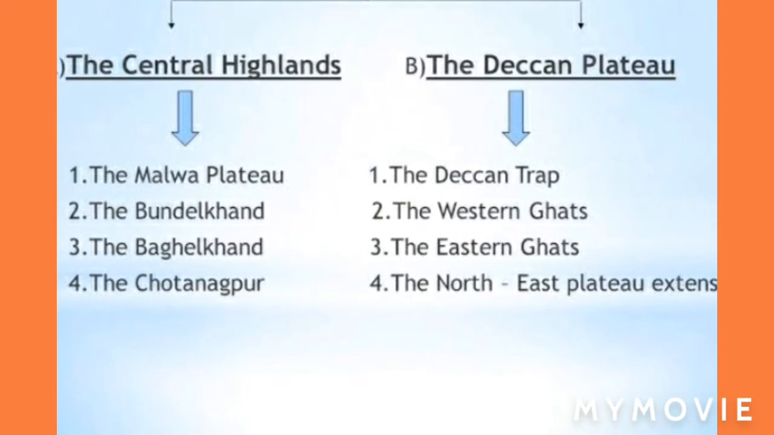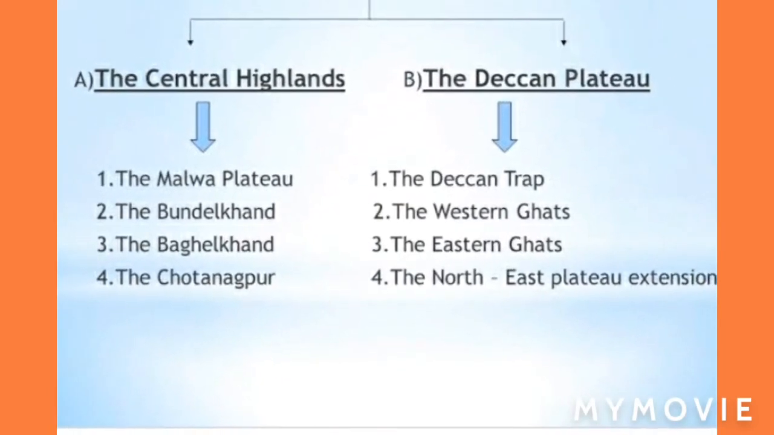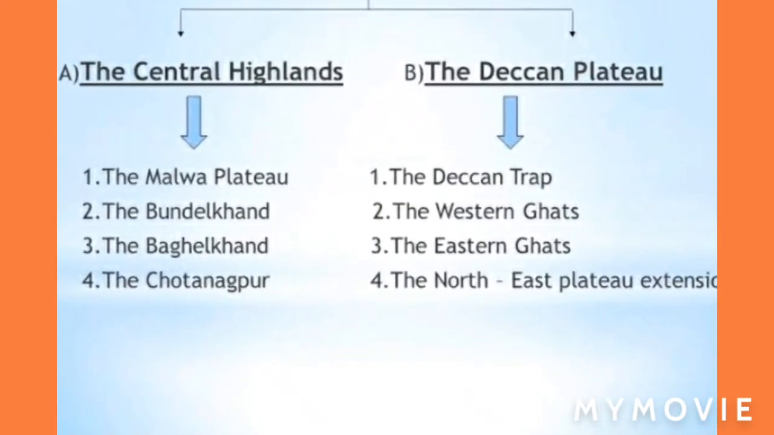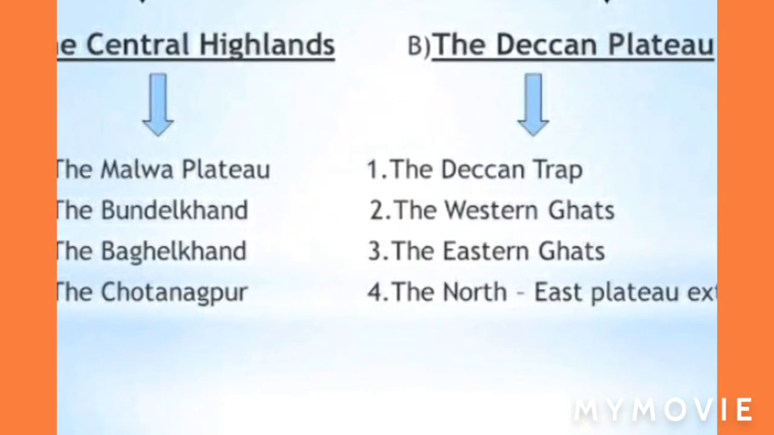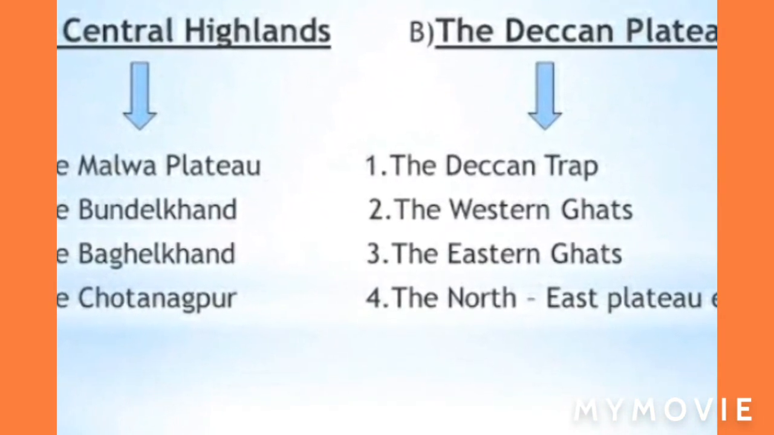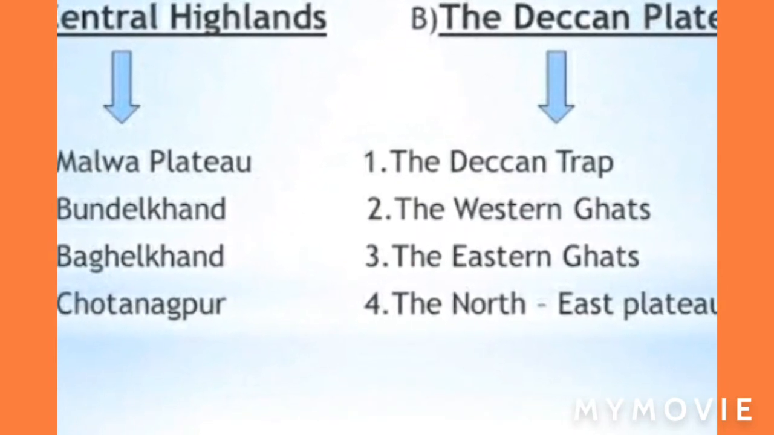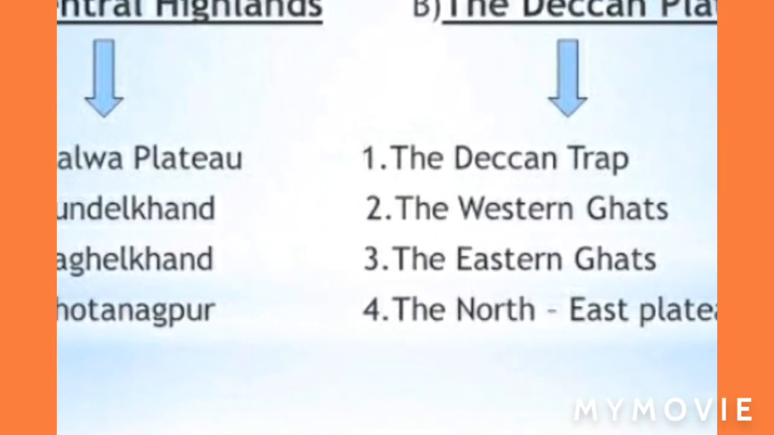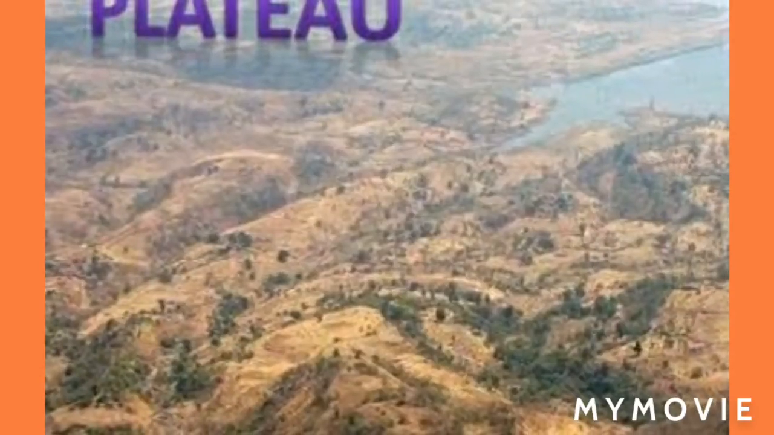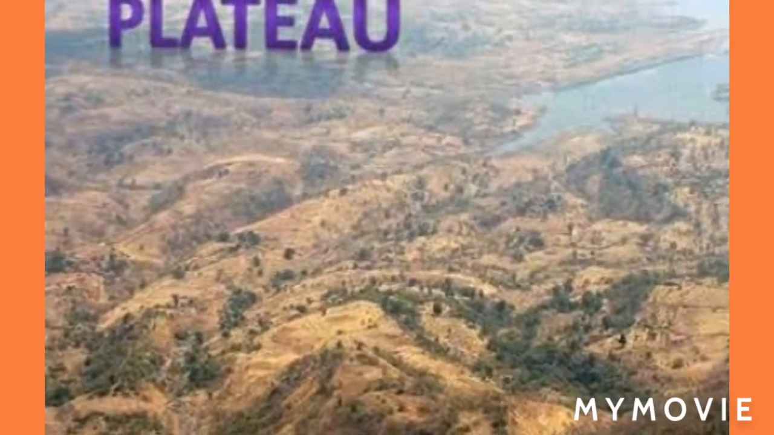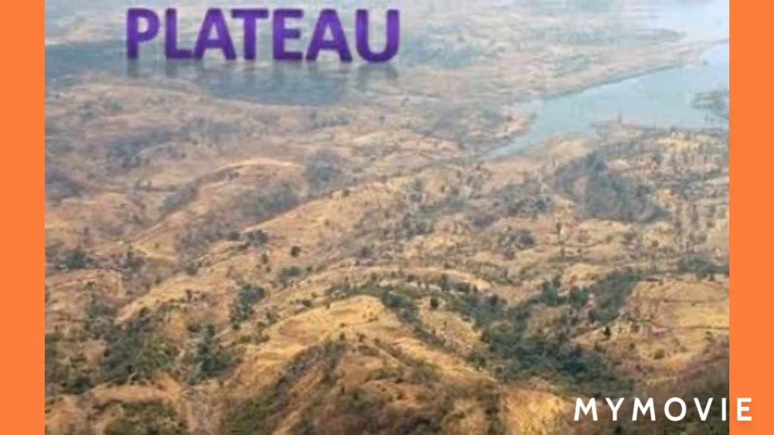The eastward extensions of this plateau are locally known as Bundelkhand and Baghelkhand. The Chota Nagpur Plateau marks the further eastward extension, drained by the Damodar River. The second division of the Peninsular Plateau is known as the Deccan Plateau. It is a triangular landmass that lies to the south of the river Narmada.